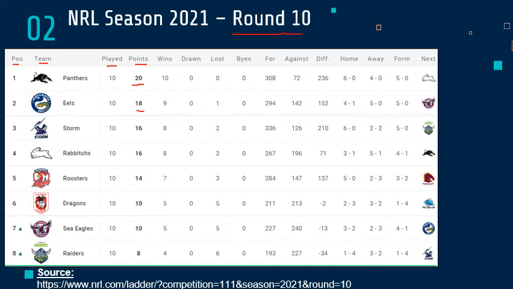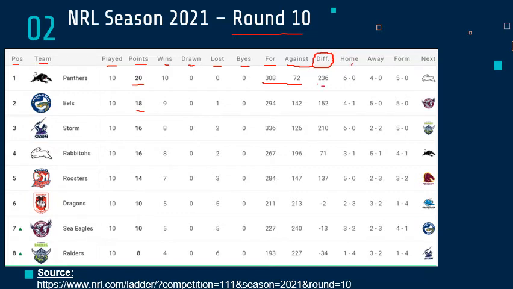Then I keep going across and looking at all my different columns. Now there's quite a lot of columns. I've got wins, draws, losses, byes, which means you don't have to play for that week. These are points scored for the team and points scored against the team. Then this thing here is the difference. This tells me what the difference between these two numbers is. I could calculate that myself, but this does it for me, so it's nice and easy.